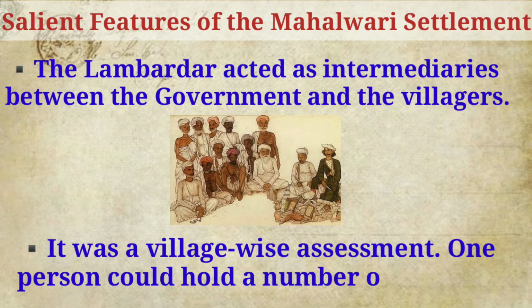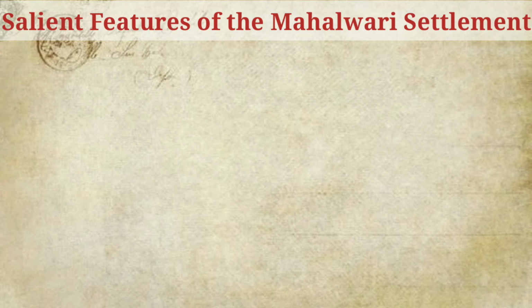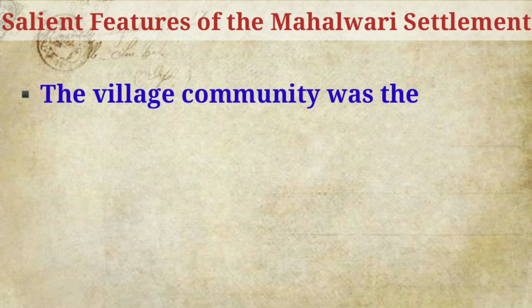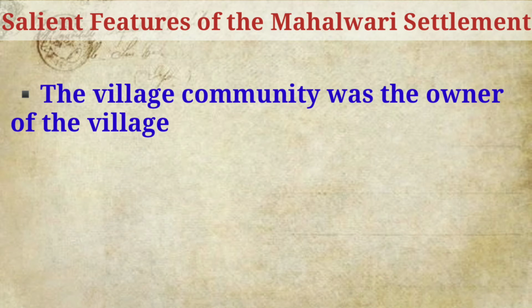Second feature, it was a village-wise assessment. One person could hold a number of villages. So, children, under the Mahalwari system, the assessment was village-wise. So, one person or a single Lambardar could hold a number of villages. Is it clear?